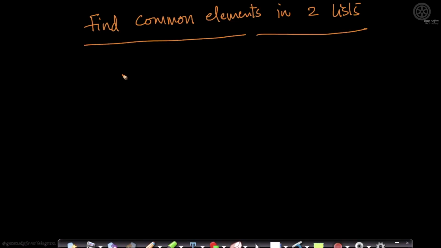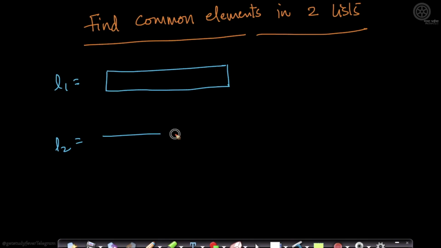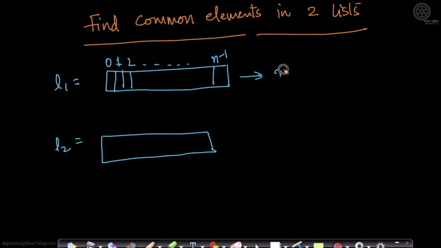So now let's take another related problem, which is very interesting in understanding time and space complexity. Imagine I have two lists, list 1 and list 2, and let's assume they are of different sizes. Let's assume list 1 has elements 0, 1, 2, and so on up to n minus 1, which means it's a list of n elements.